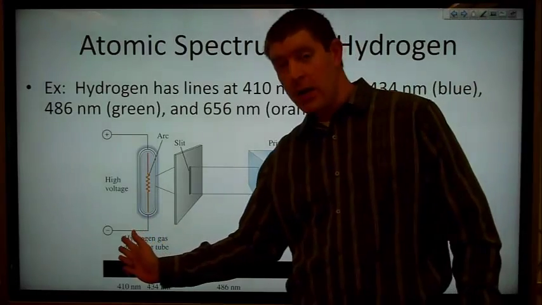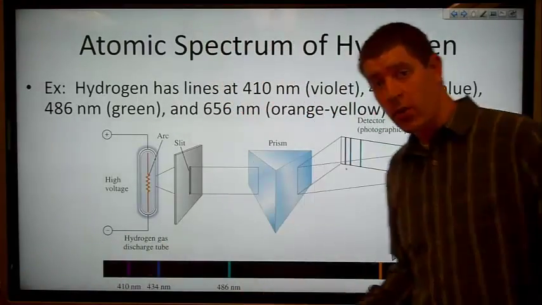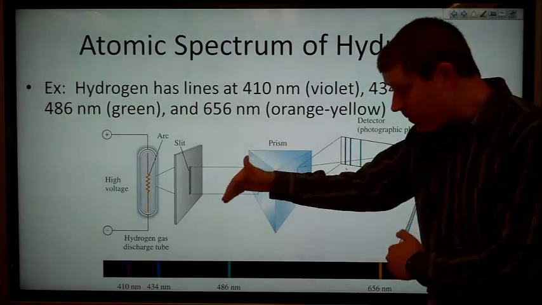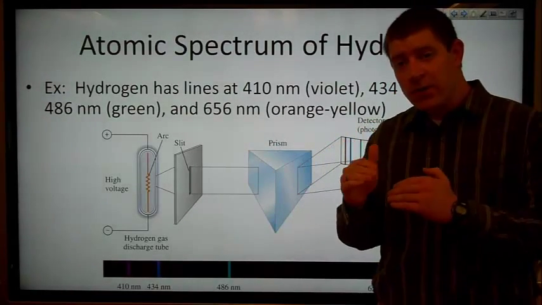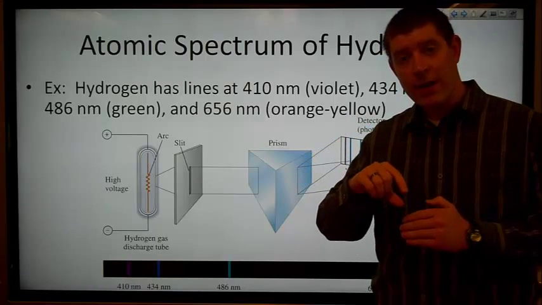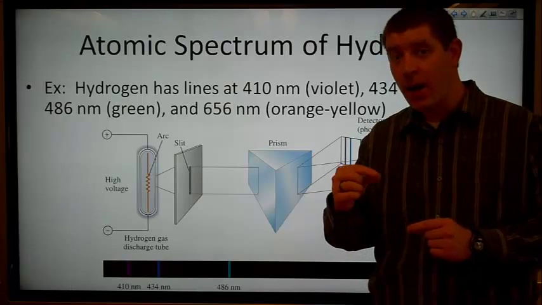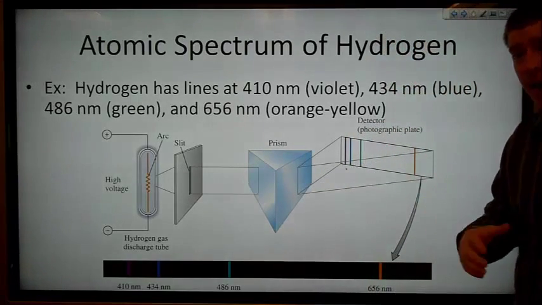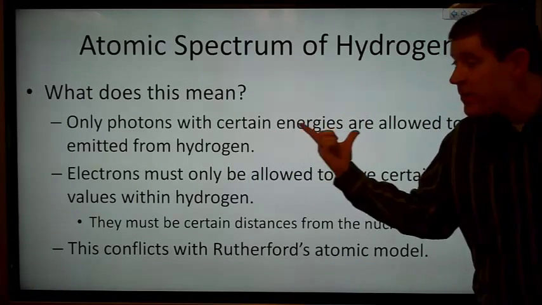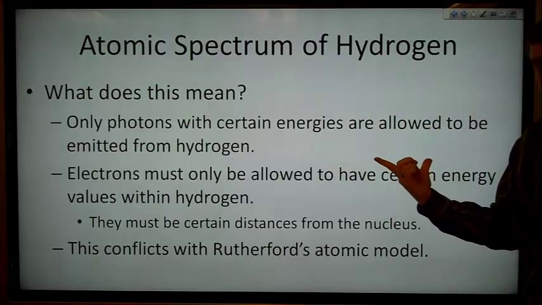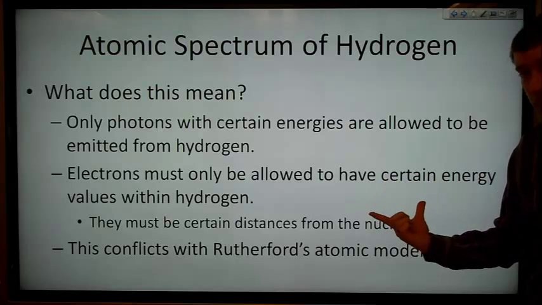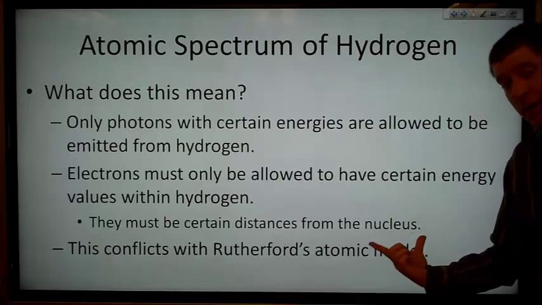There may be other energies that are higher in energy than this, or lower in energy than this one, but we can't see them. So within the visible range, there are only four energies, which means that if those electrons can only give off energy of certain values, then they must be able to have energy of a certain value. They must not be able to have any energy that they wish. So, again, only photons with certain energies are allowed to be emitted from hydrogen.